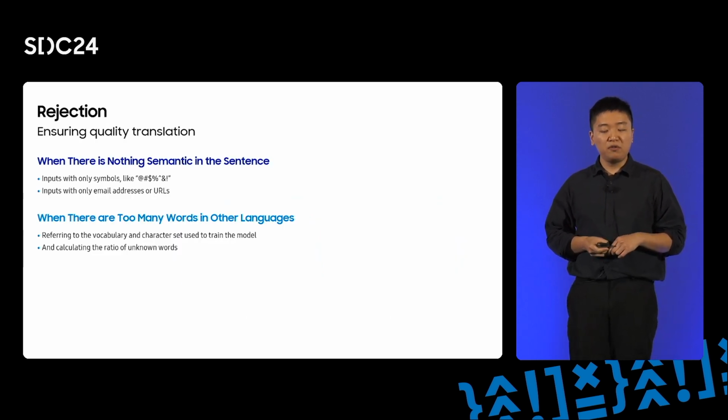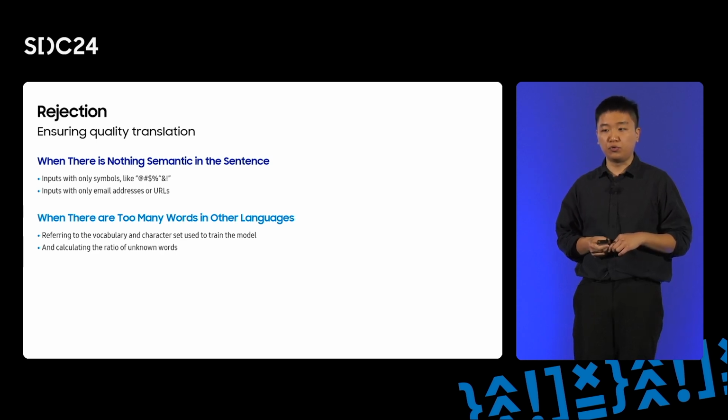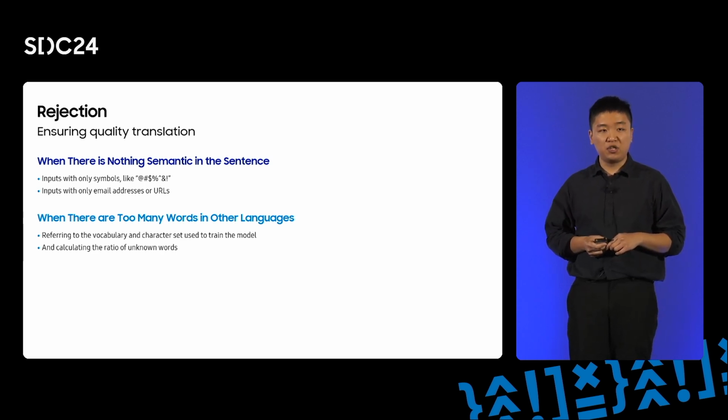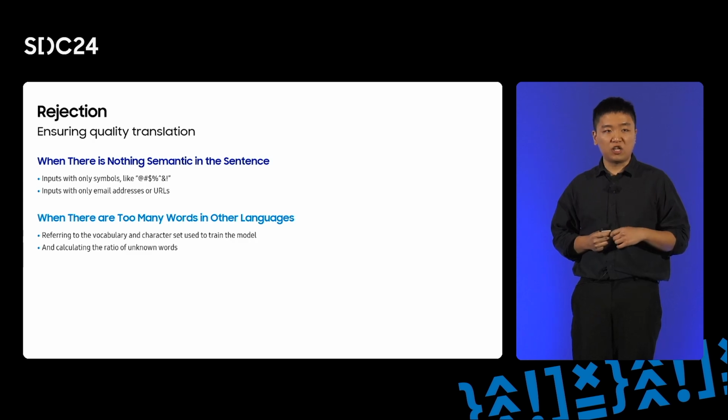Rejection ensures that only accurate and reliable translated results reach users. Based on our observation, here are two cases where translation models might not work as we expected. The first one is when the sentence comes without any semantic element. For example, the sentence is composed of only symbols. Even if we can train the models with those symbols, it is not 100% guaranteed that the training data can cover every combination of those symbols. To prevent these problems from happening, we added a module to reject the sentences matching those patterns.